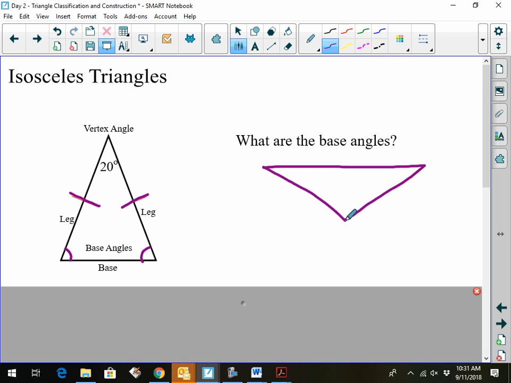And since I'm not the perfect artist, I can put little marks to show that it's an isosceles triangle. And my base angles here would be these ones at the top. So even though they're called base angles, they might be on the top or on the side, but they are always opposite of where the congruent sides are. So opposite, we're looking at the angle that's opposite the side. So we're going across there to check out that angle.